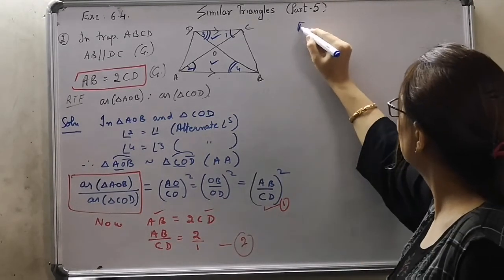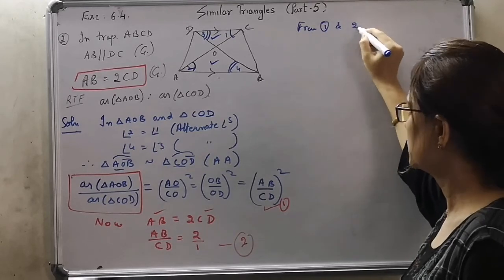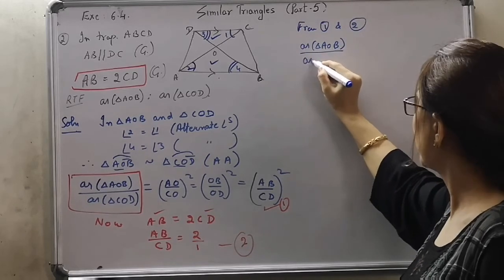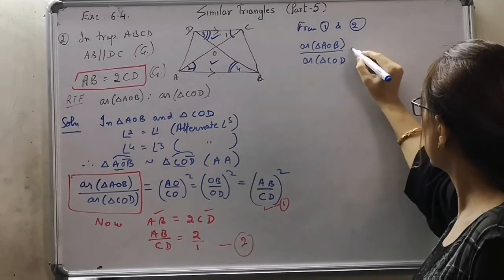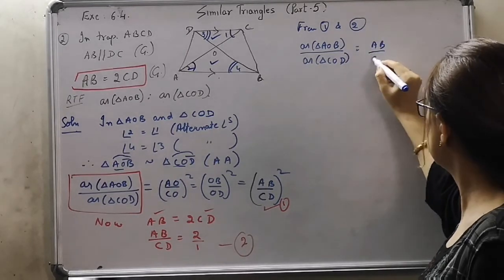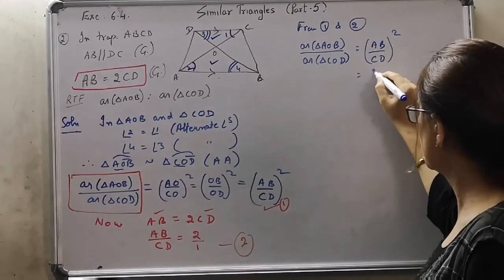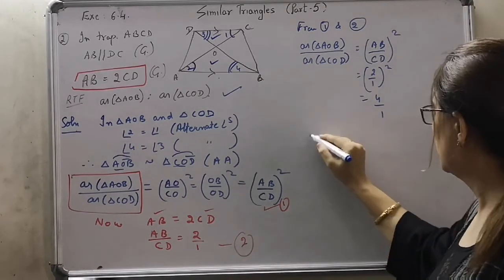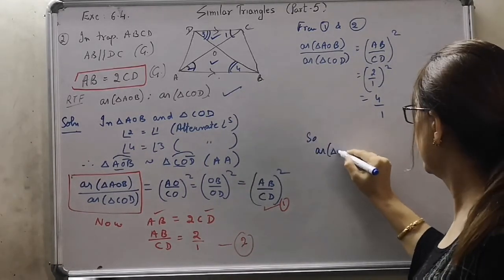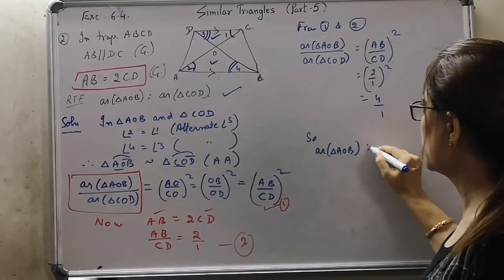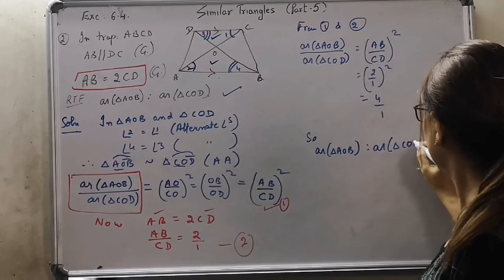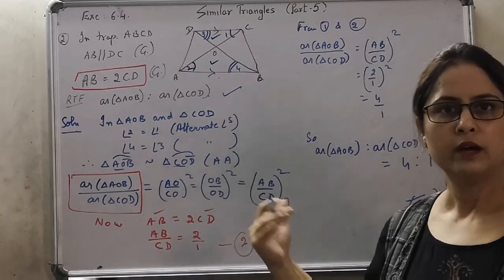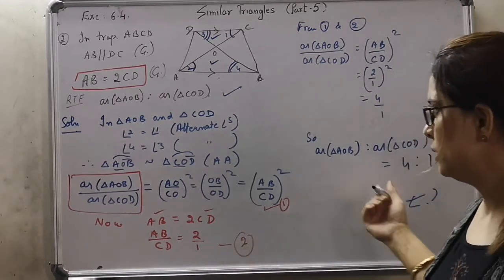So from 1 and 2, area of triangle AOB upon area of triangle COD is equal to AB upon CD whole square. This is 2 upon 1 whole square, which is 4 upon 1. So we have this ratio: area of triangle AOB is to area of triangle COD is equal to 4:1. So this is all for today's class. We'll move on to the next question in the next video. Just take it down.